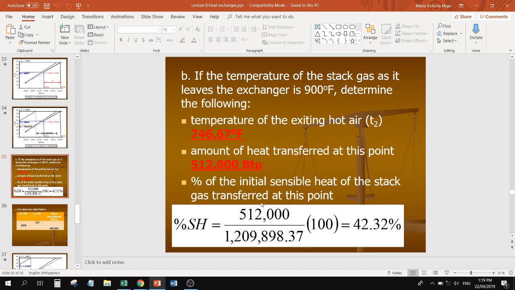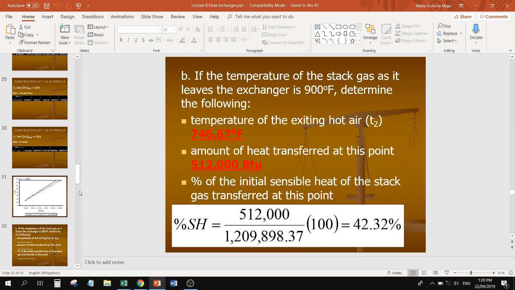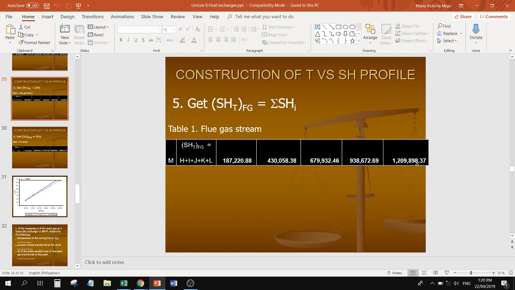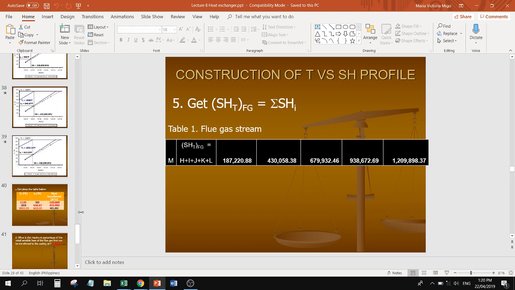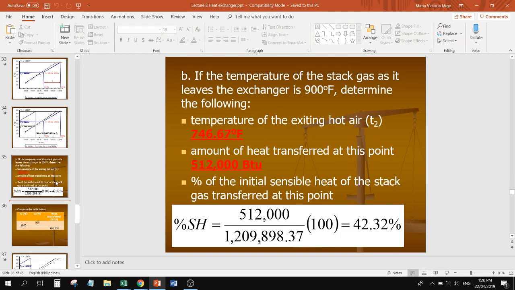Okay, moving on. The next question would be, what would be the percent of initial sensible heat of the stack gas transferred at this point? So the heating value that we got, let's just use the value on the slide, 512,000 BTU. We divide it with the value of the Q at 1500 degrees Celsius. So this value, 1.2 million, was actually obtained here. So this is the heat at temperature 1500 degrees Celsius of the flue gas. So times 100, we get the percentage.